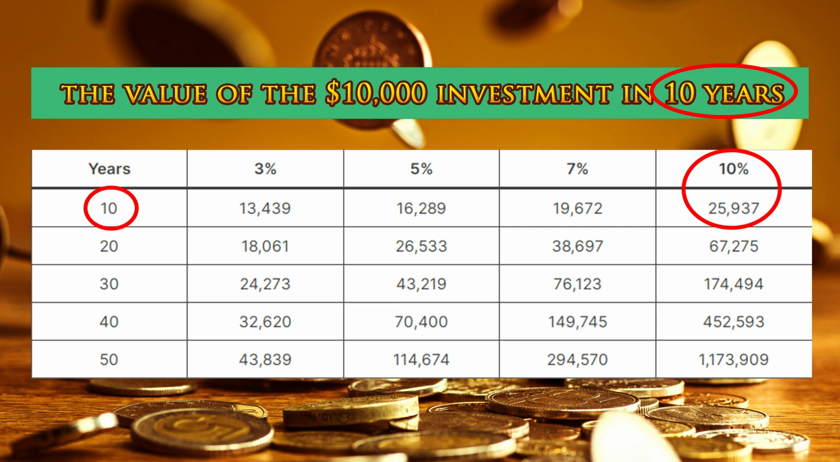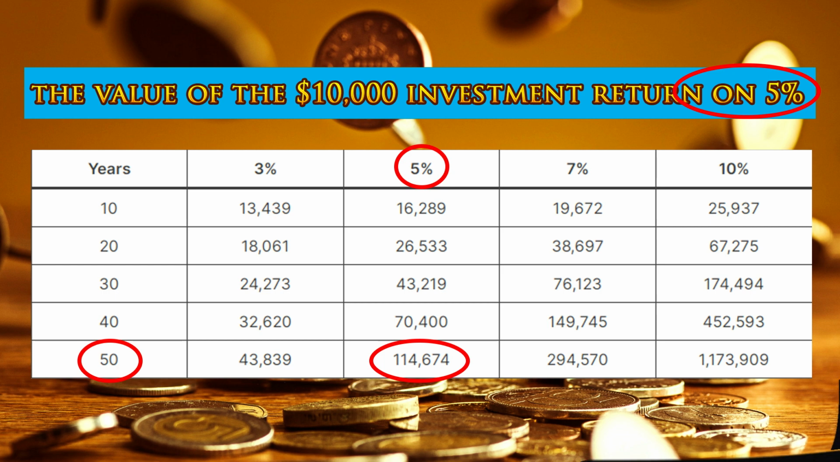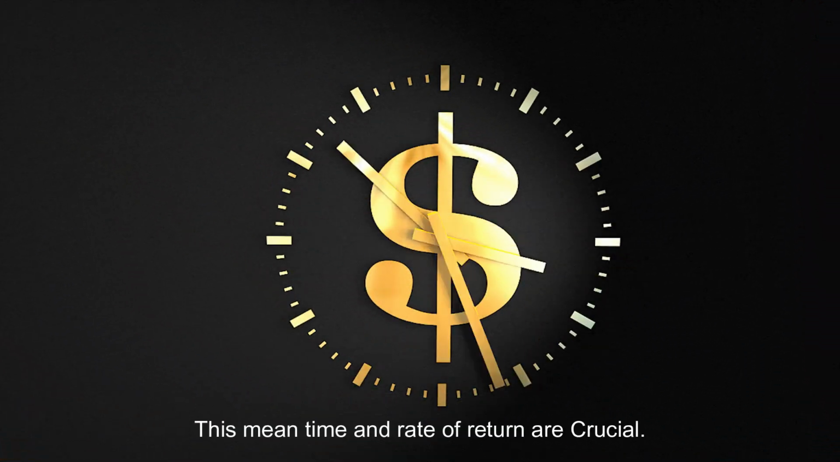You'll also see the value of the $10,000 investment at a 5% return, invested for 10 years, 20 years, 30 years, 40 years, and 50 years. This means time and rate of return are crucial.